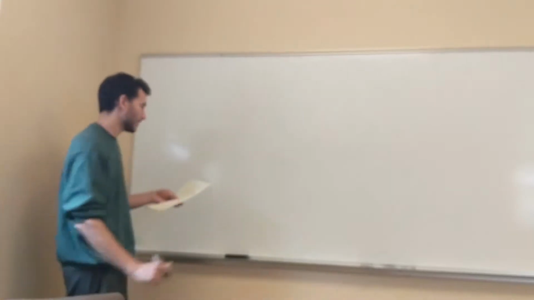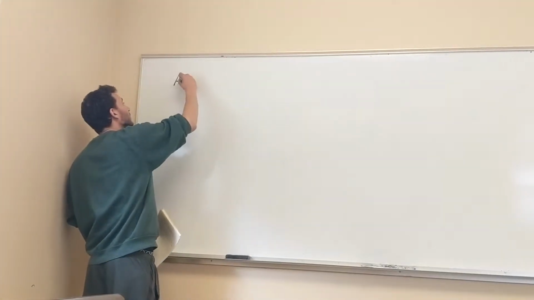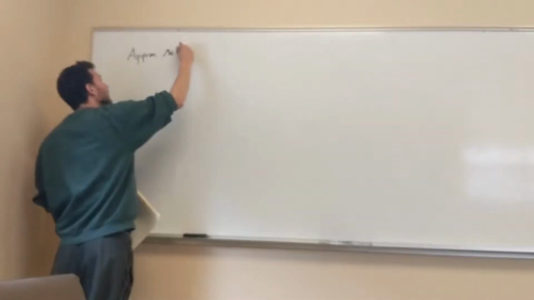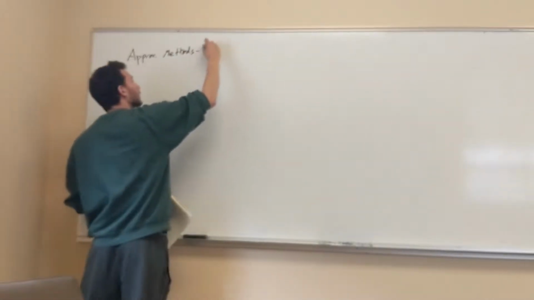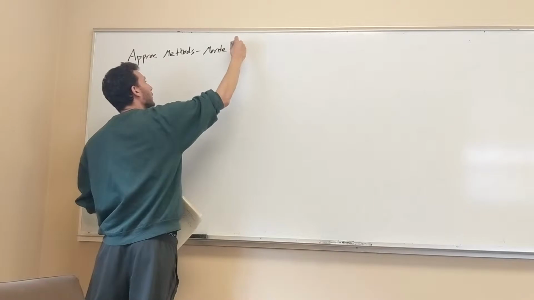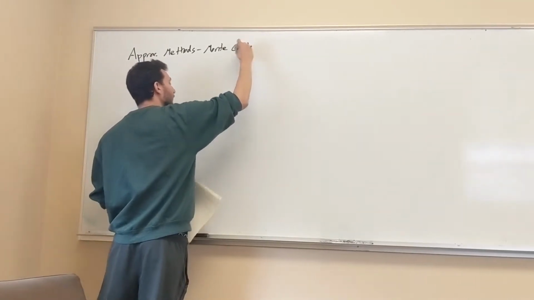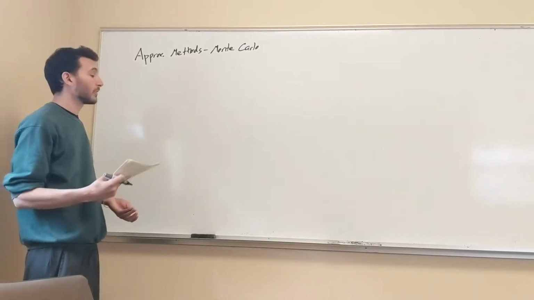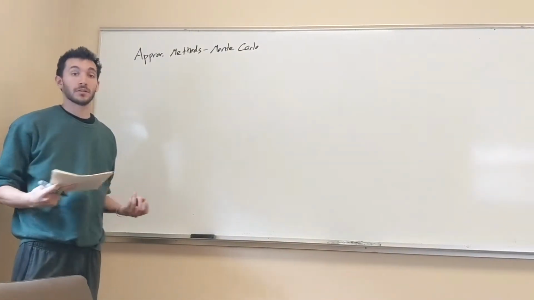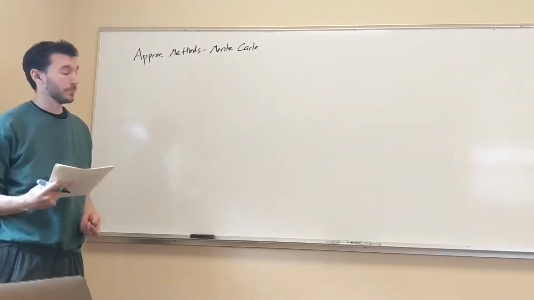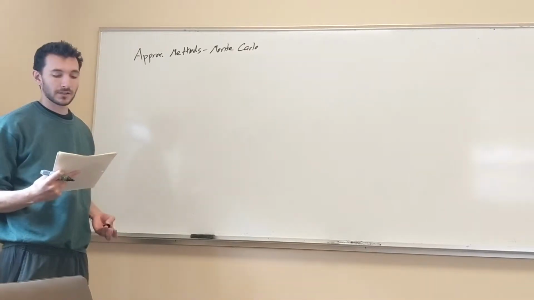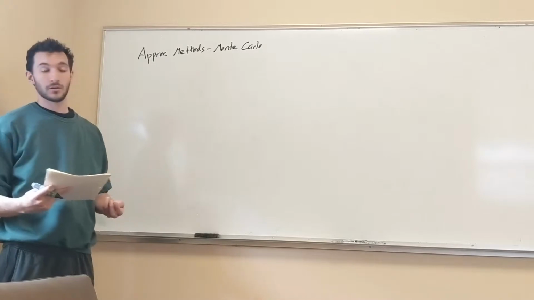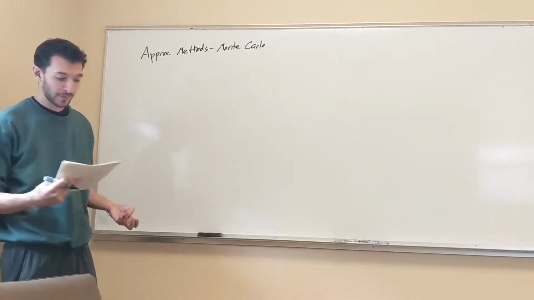Today, we're going to talk about approximation methods, specifically a class of algorithms called Monte Carlo. What Monte Carlo aims to do is use random numbers to solve deterministic problems. It does this by sampling the underlying and likely generally unknowable probability distribution.